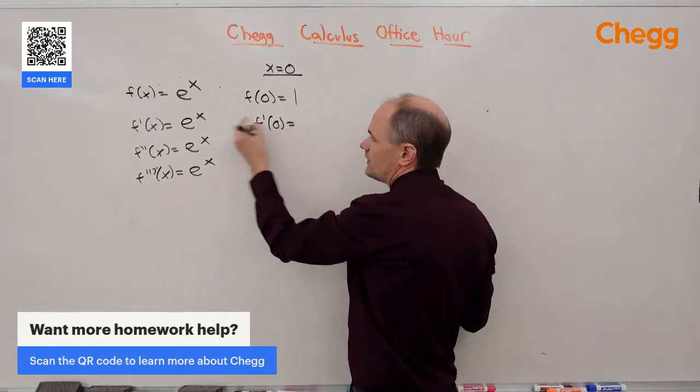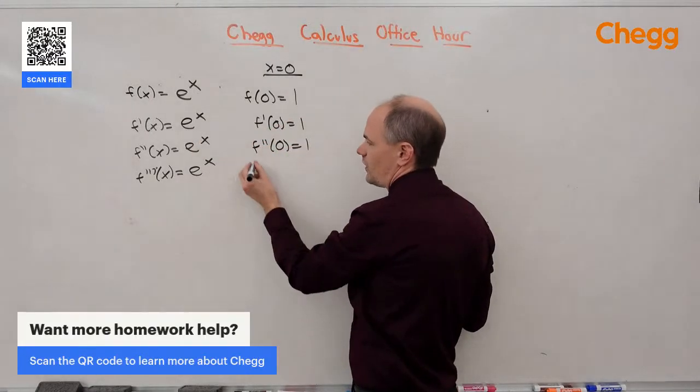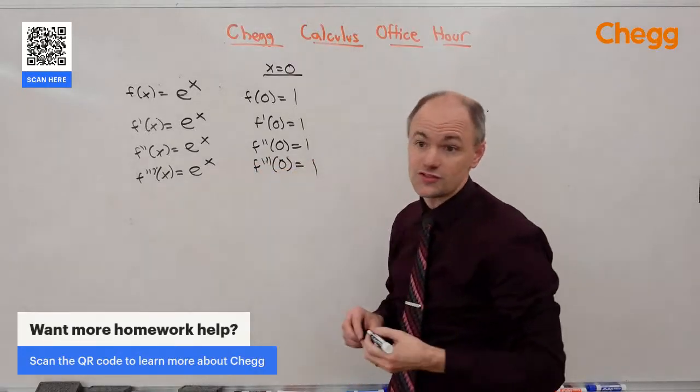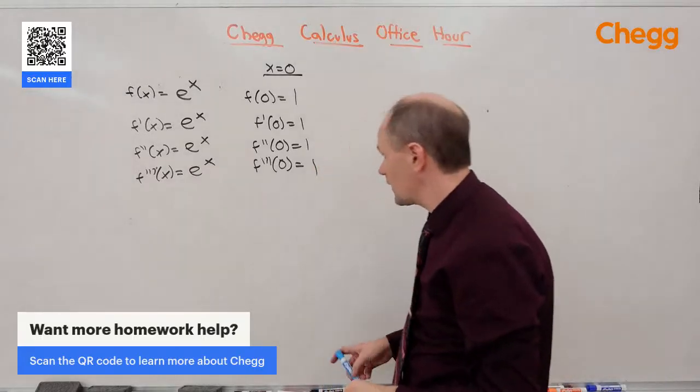f'(0) is e to the 0, which is 1. f''(0) is e to the 0, which is 1. And f'''(0) is e to the 0, which is 1. I told you we started with the most basic case. We'll look at sine and cosine in a minute. They're a little more complicated.